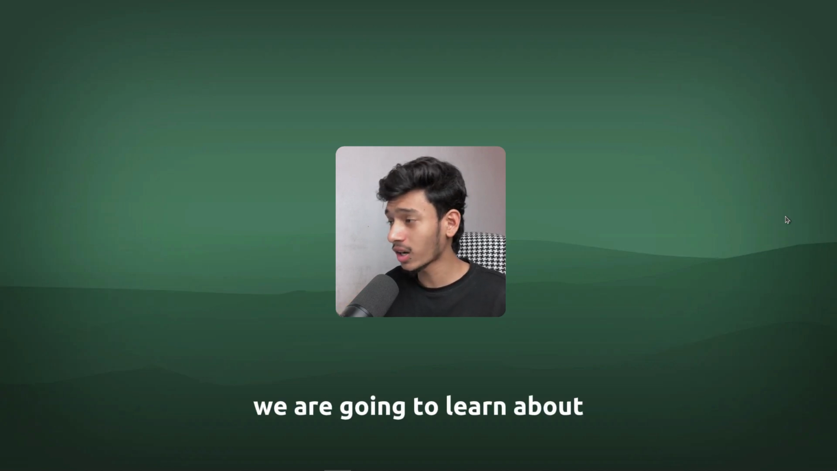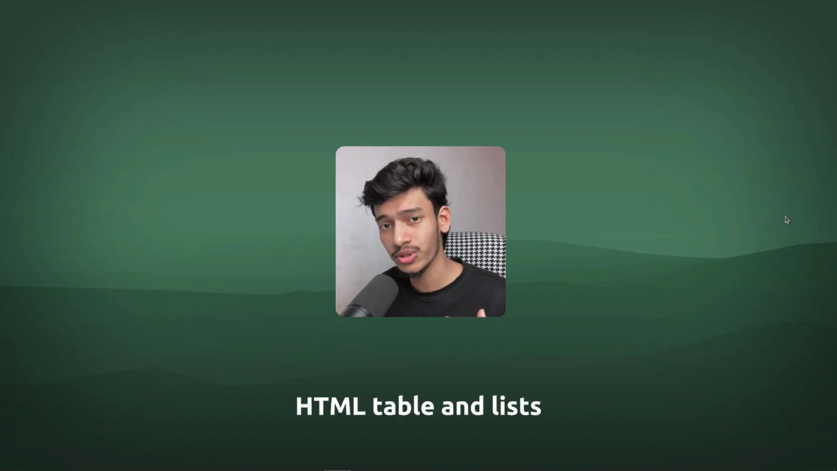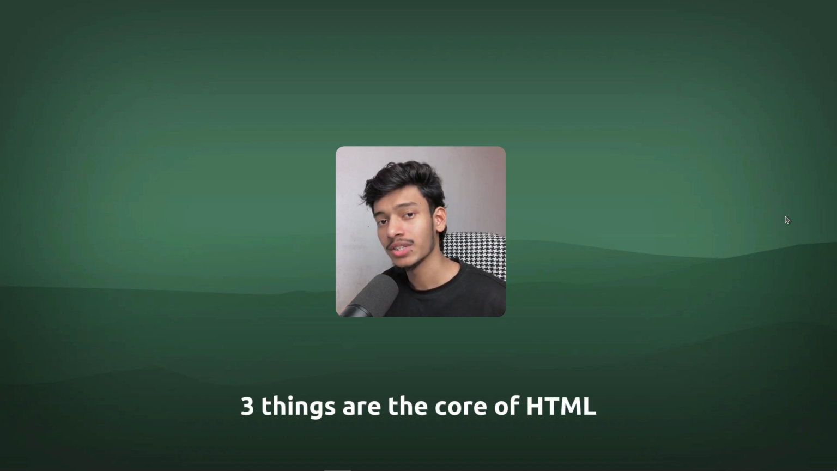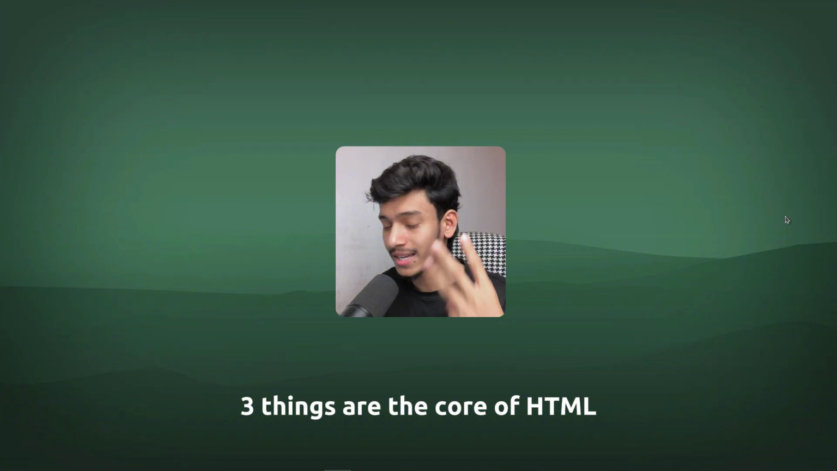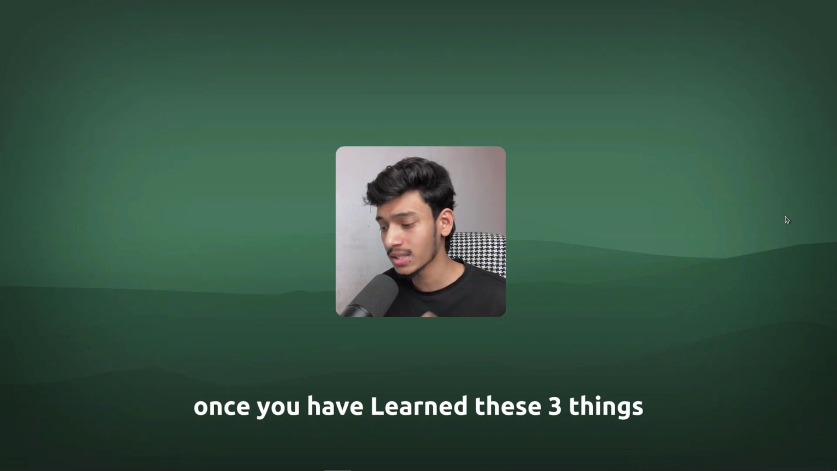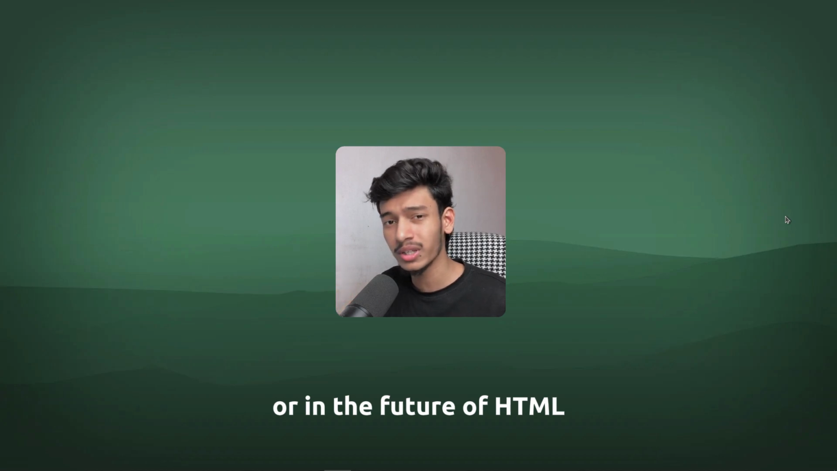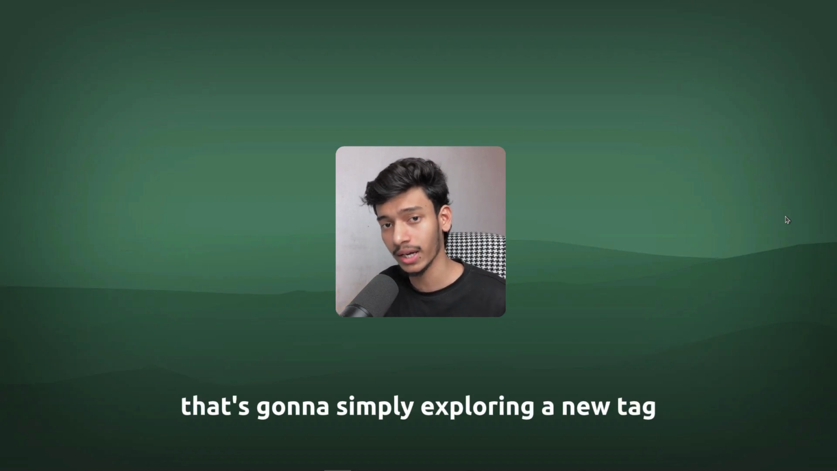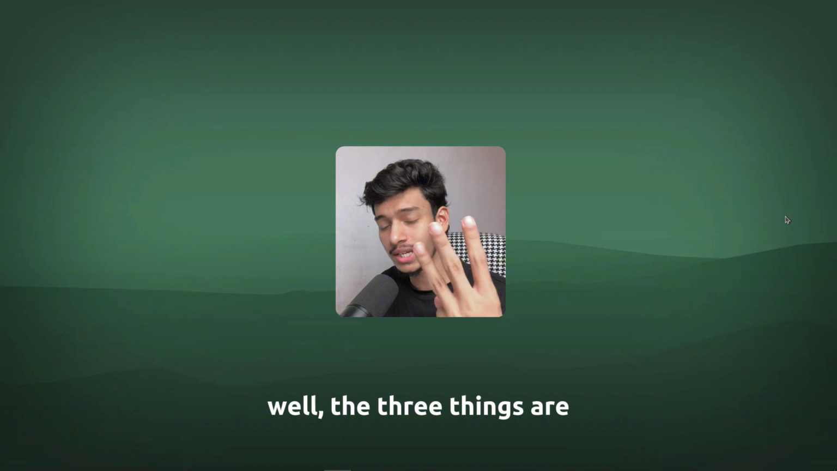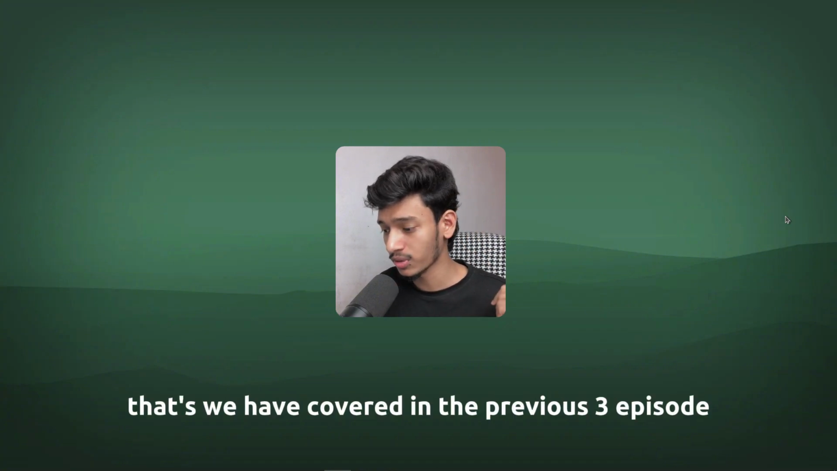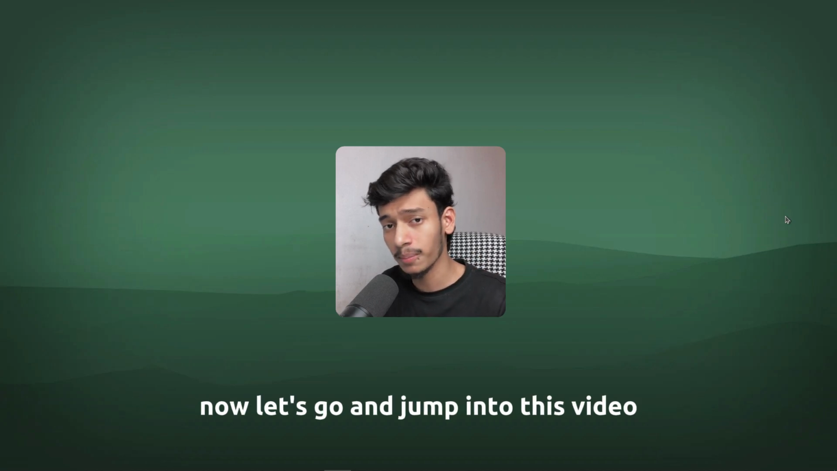In this video, we are going to learn about HTML tables and lists. Before I jump into this video, I have to mention that three things are the core of HTML. Once you have learned these three things, then whatever you learn in this video or in the future of HTML is simply exploring a new tag, nothing more. Well, the three things are tag, element, and attributes. That's what we have covered in the previous three episodes. Now let's jump into this video.